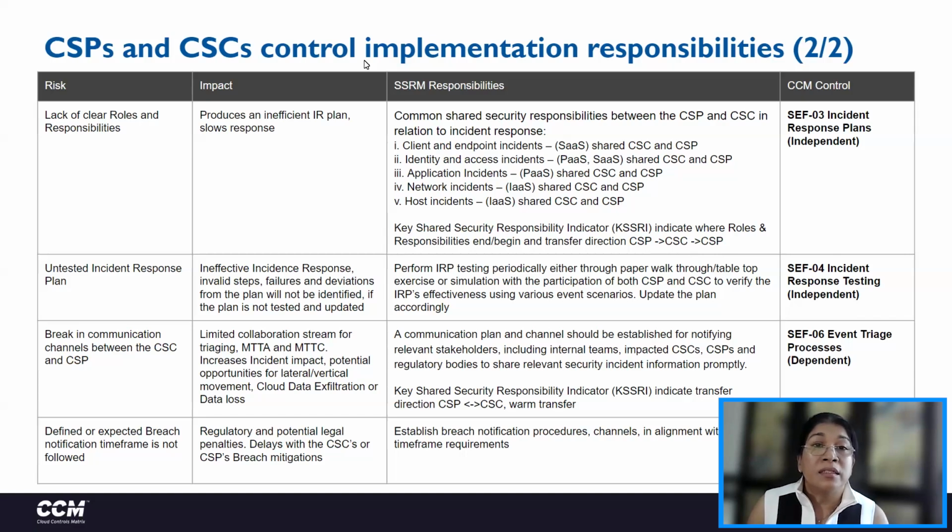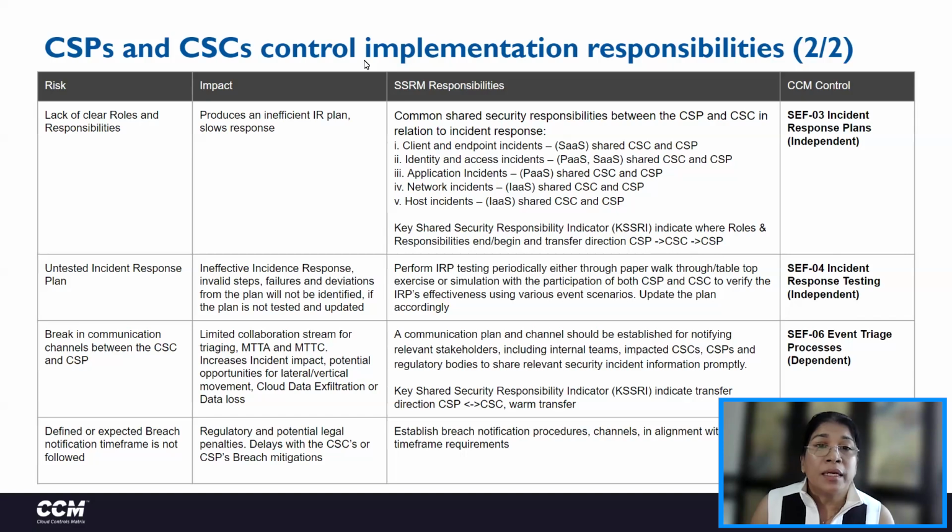Another risk is a break in communication channels between the CSP and the CSC. If there's a limited collaboration stream for triaging, it can impact the time to acknowledge and contain the incident. This increases incident impact, potential opportunities for lateral and vertical movement, cloud data exfiltration, or data loss.